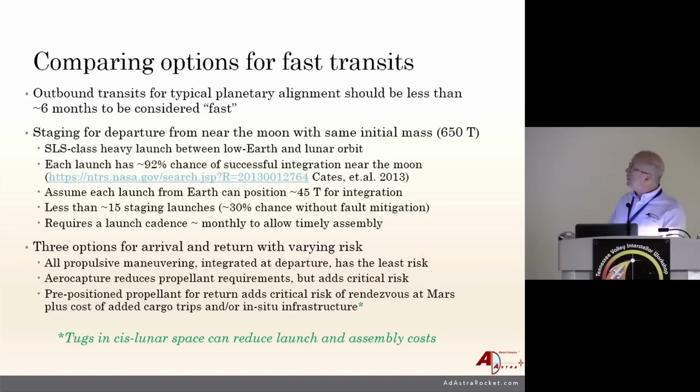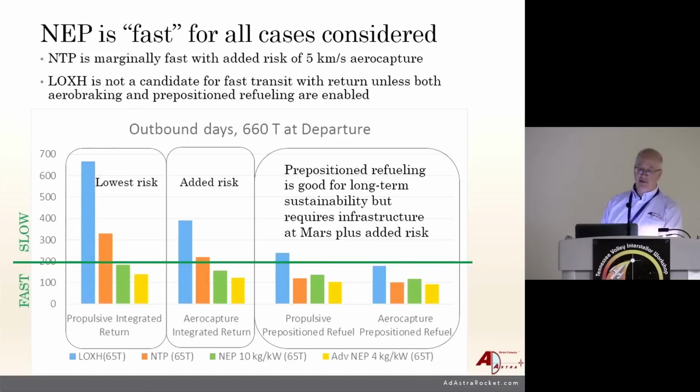That's a little bit older paper. But you assume that you position all this material in lunar orbit, and then you have different propulsive mechanisms for getting in, aero capture, or having your pre-positioned return stuff. And again, tugs can help with pre-positioning early on in the infrastructure. And what you find out is that NEP is fast for all the cases that I considered here. That's nuclear electric propulsion. The nuclear thermal propulsion is marginally fast if you have 5 kilometer per second aero capture.